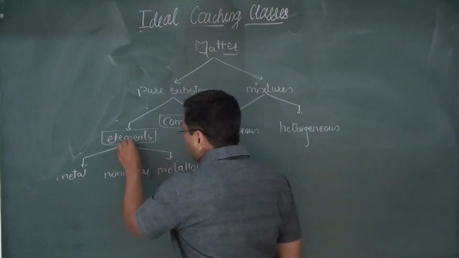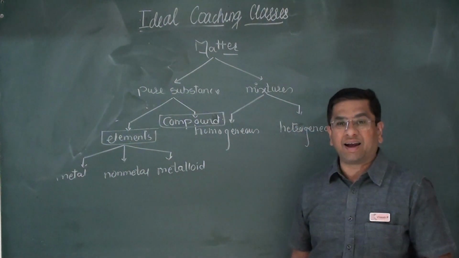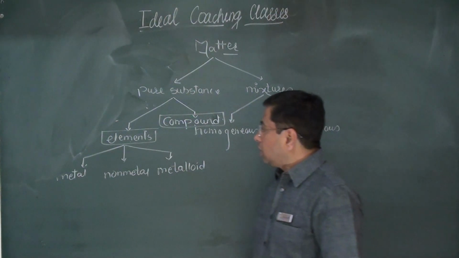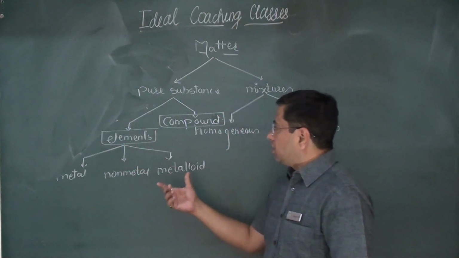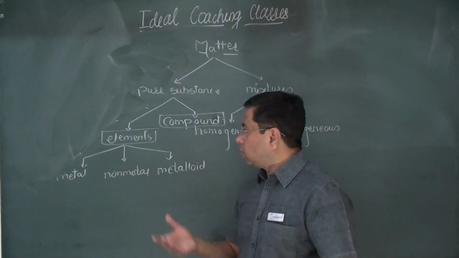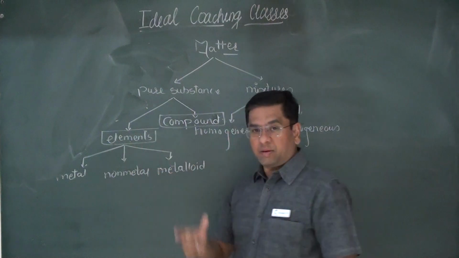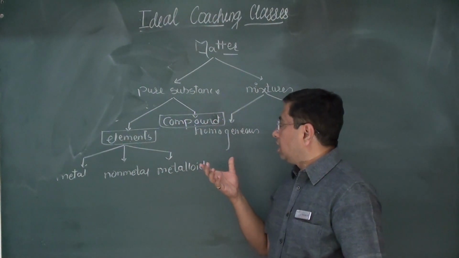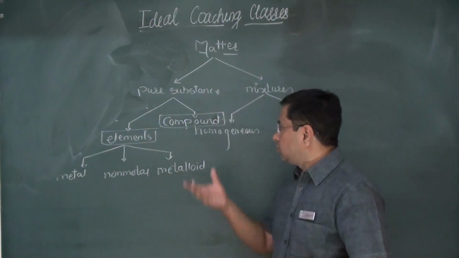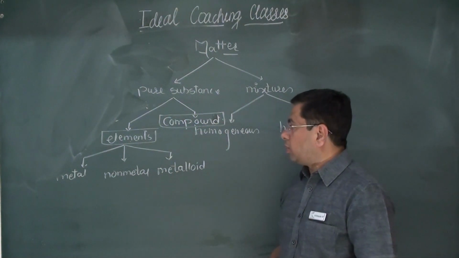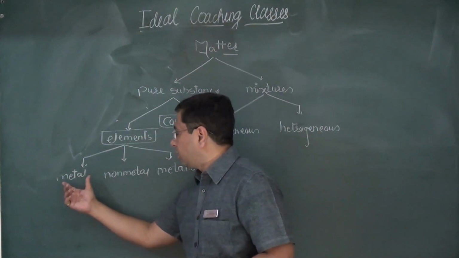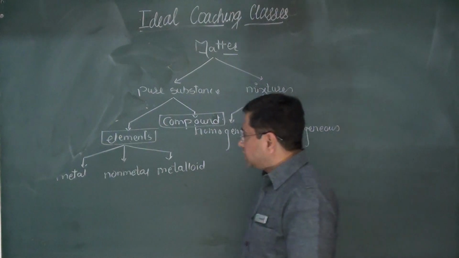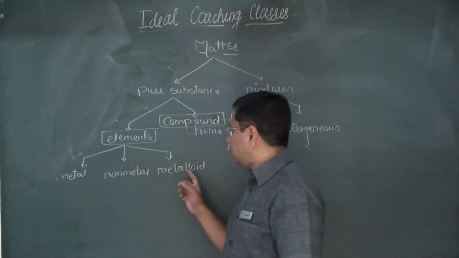We have seen in the periodic table that there are 118 elements. When we go on cutting an element, what we land up at is an atom. And when we go and cut a compound, we land up at something we call a compound. Elements can be divided into metals, non-metals and metalloids.